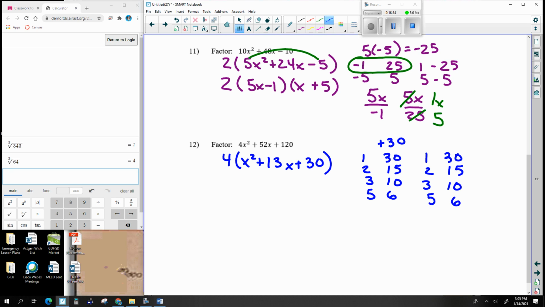Okay, because it's positive, both positive or both negative. Adding to a positive 13. And when it's a simple ABC, those are just straight up your results. Positive 3, positive 10. Outside 4, along for the ride.